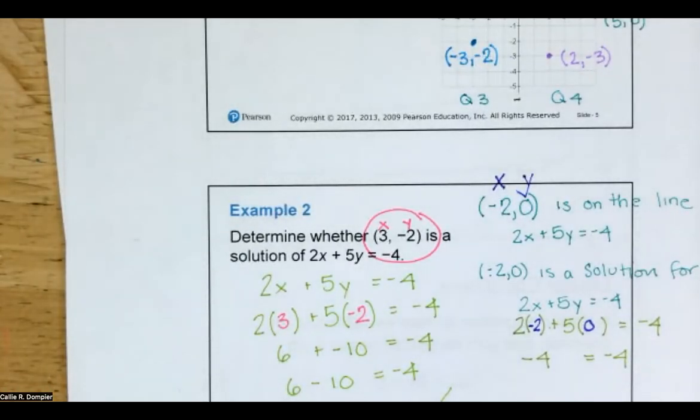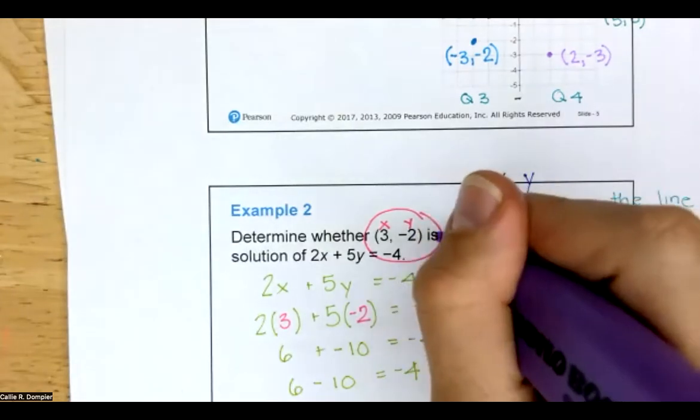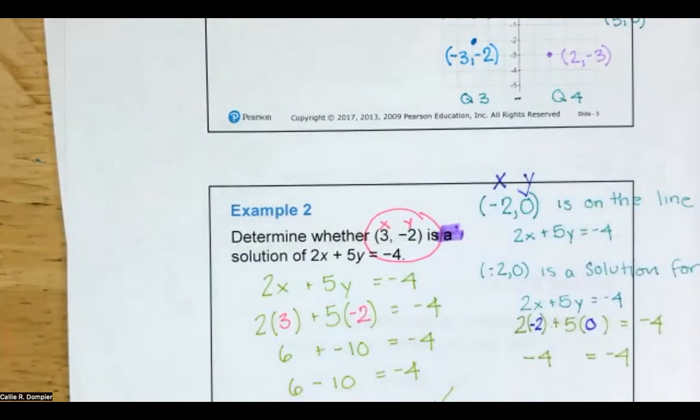That's a good question. So the other question was, they are both true, but only 3, -2 is the solution? No, they are both solutions. The problem says "a solution," not "the solution." So that's a very good question.